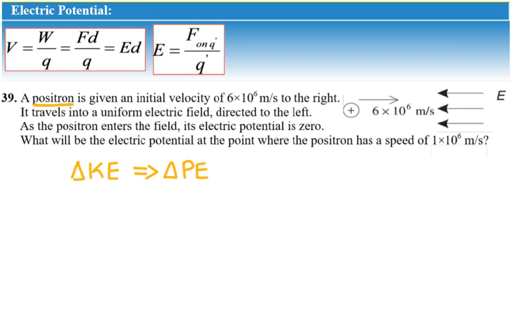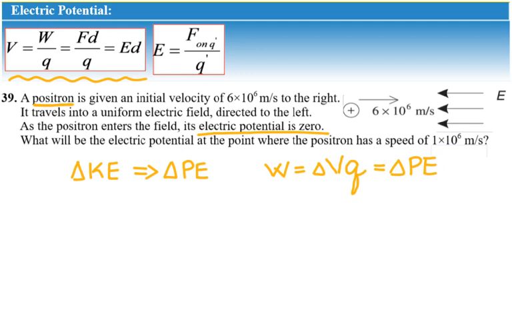For the potential energy, I'm going to use the formula that you see right here on the top, because they mentioned the electric potential is 0. So at first it starts with a potential energy of 0, and then the potential energy is increasing. So the work is equal to the change of the voltage times the charge, and the charge is positive, with the magnitude of an electron's charge. This is going to be our change of the potential energy.